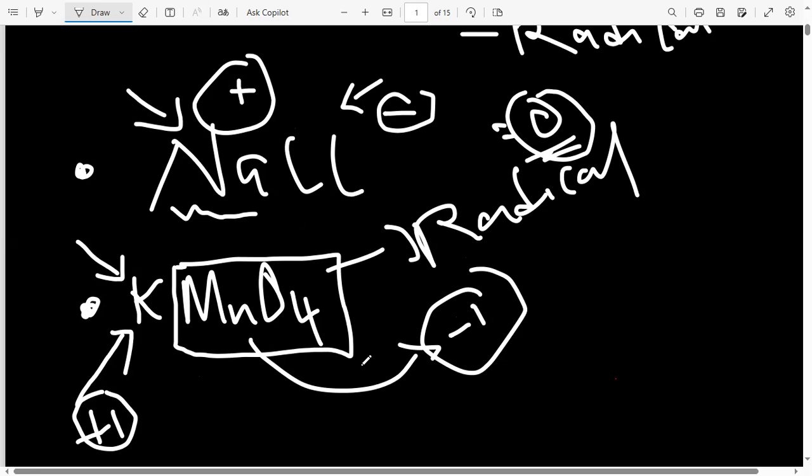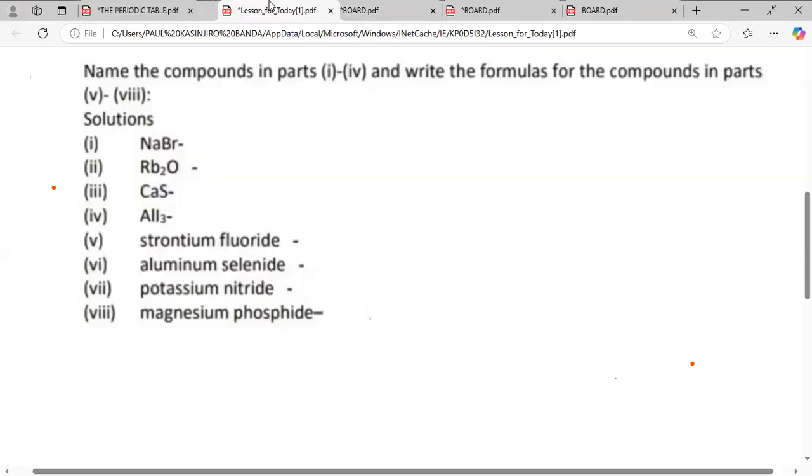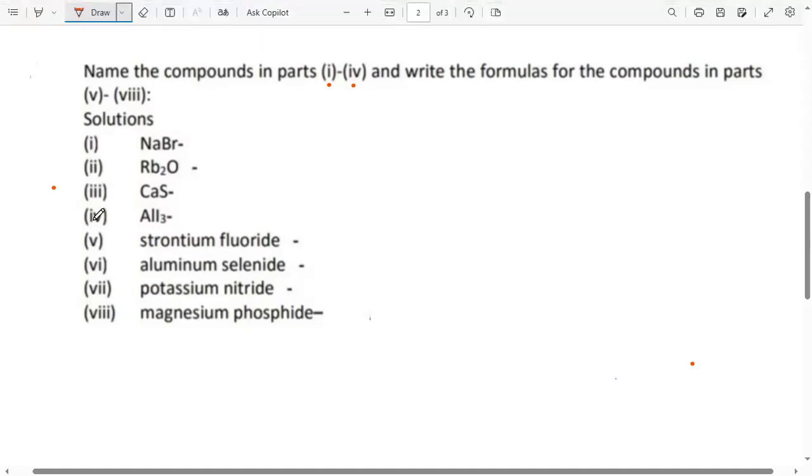So now let's go to the compounds and try to name them, okay? We are dealing with ionic compounds today, and then the other day we'll name the covalent ones. Here they're saying, name the compounds in parts 1 to 4 and write the formulas for the compounds in parts 5 to 8. So we have to write the chemical formulas for these, and then we have to write the names for these.